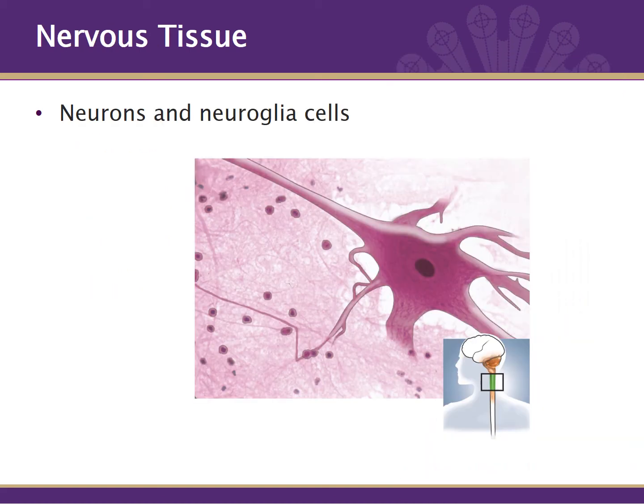Neurons and neuroglial cells. Nervous tissue is recognized by big star-shaped cells called neurons. It will also contain neuroglial cells, or helper cells. We will spend more time on this later when we do the nervous system. But for now, be able to recognize it and show that it is a distinct form of tissue.